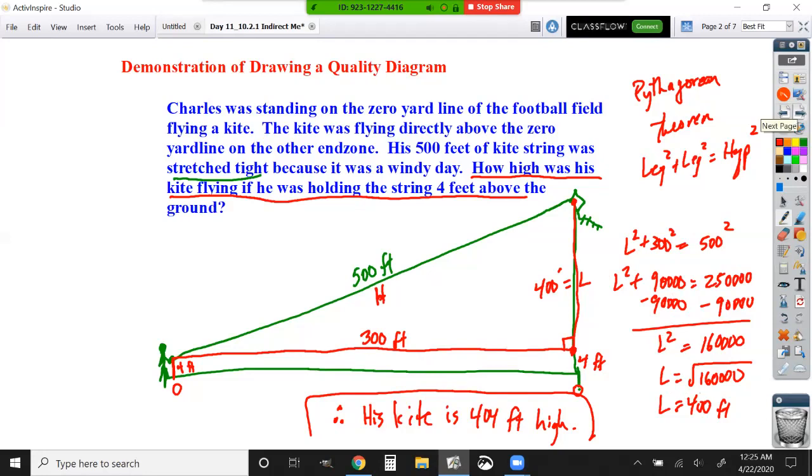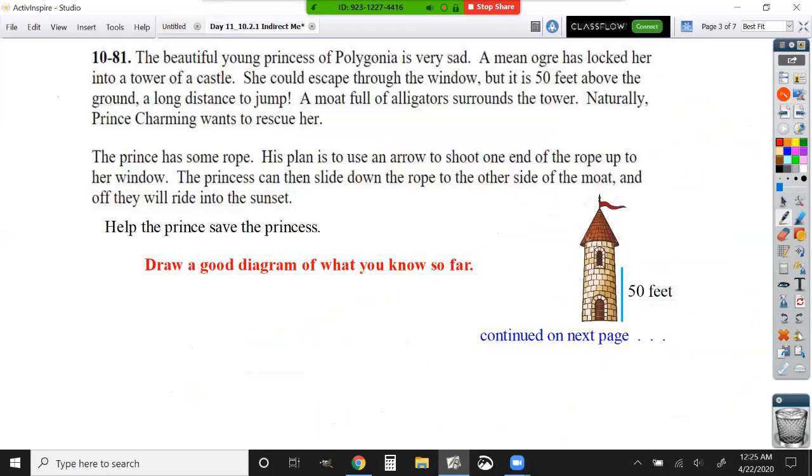So the next problem we're going to do then is problem 1081. The beautiful young princess of Polygonia is very sad. A mean ogre has locked her in a tower of a castle. She could escape through the window, but it's 50 feet above the ground, a long distance to jump. A moat full of alligators surrounds the tower. Naturally, Prince Charming wants to rescue her.